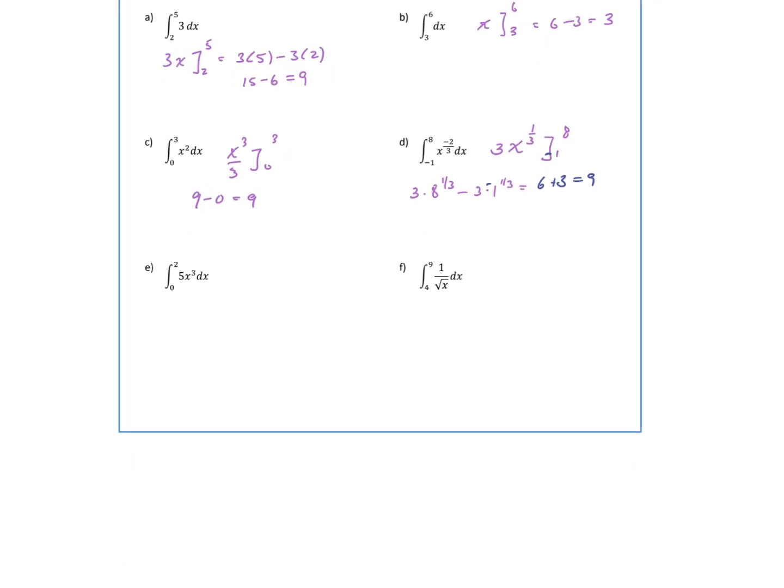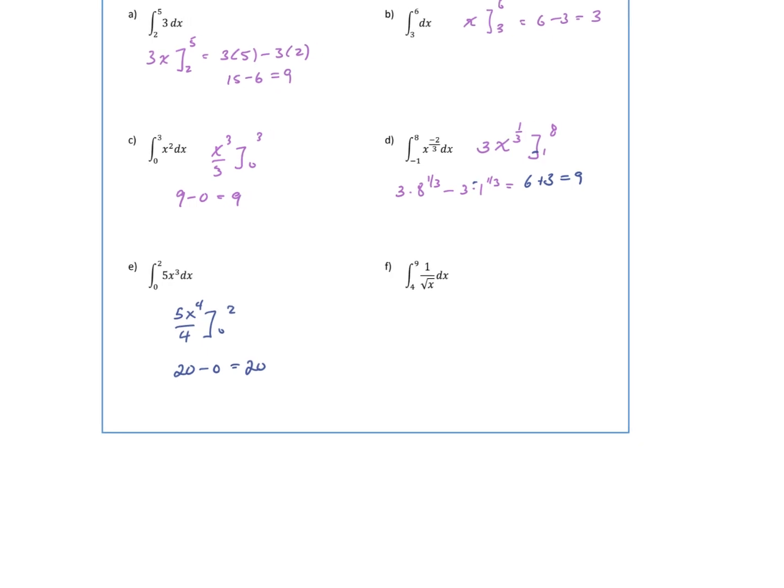For here, we've got 5x to the 4th over 4. And we're going to go from 0 to 2. So 2 to the 4th is 16, times 5 over 4, which is 20. So 20 minus 0, which is 20. And again, I'm going to reiterate, what you're doing is finding the area underneath the curve from 0 to 2 of our function 5x cubed.